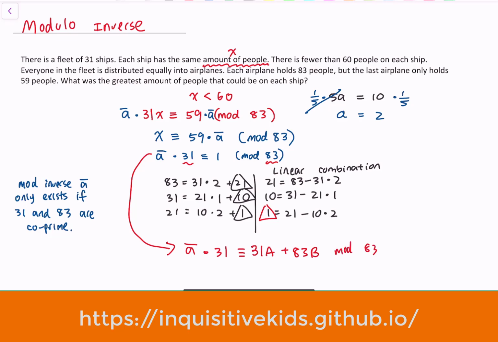When we do this, because we're modding 83, the 83 term can get reduced, so we don't need it anymore. And we're left with something times 31 is congruent to something times 31 mod 83. So we can know what A equals then. A is equal to the coefficient of the 31 term. So this is why we're doing the linear combination. We're trying to rewrite 1 in terms of 31 and 83. So let's go ahead and do that.